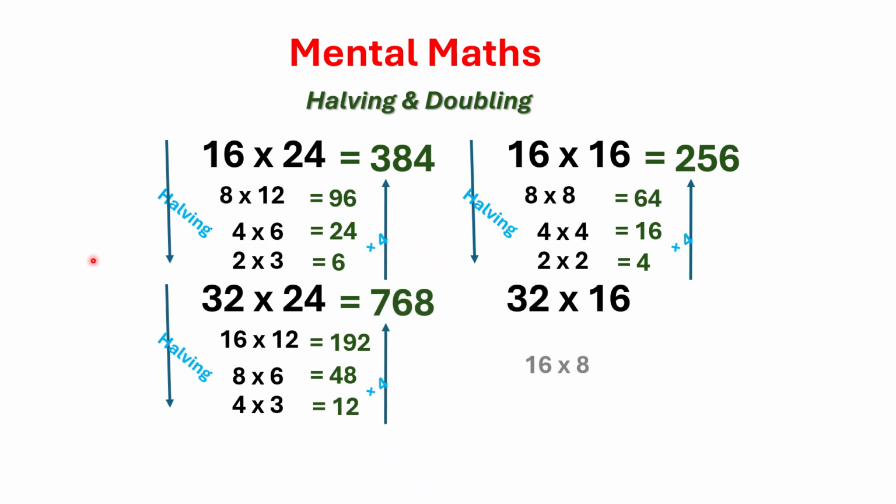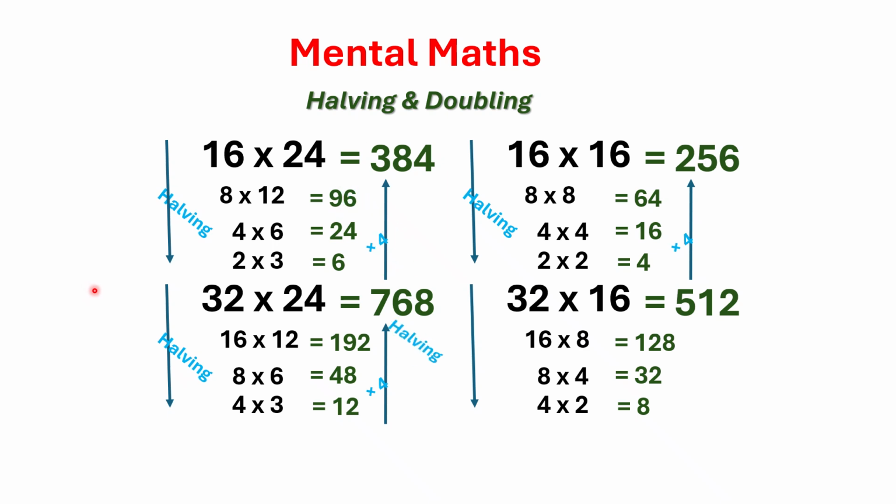Now, the last one, can you try this, please? So we halve both, we halve both again, we halve both again. 4 times 2 is 8. Now double 8, 16, double 16 is 32, double 32 is 64, double 64 is 128, and so on.